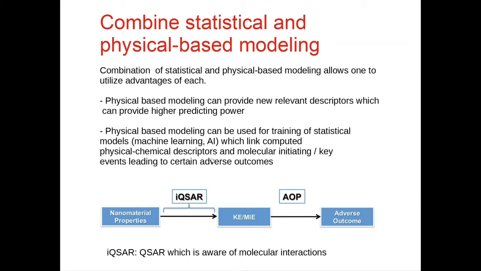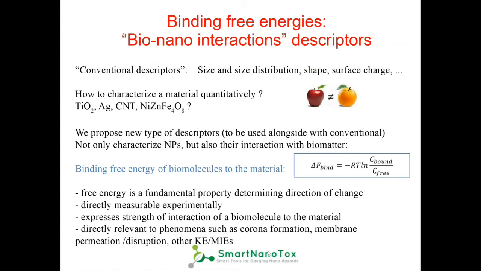Also, physical-based modeling can be used for training of statistical models like machine learning and artificial intelligence algorithms, which link computed physical-chemical descriptors and molecular initiating events. And the QSAR built on this principle we call iQSAR, that is, QSAR which is aware of molecular interactions. An example of an advanced descriptor characterizing nano-bio interaction is the binding free energy of biomolecules to nanoparticles.